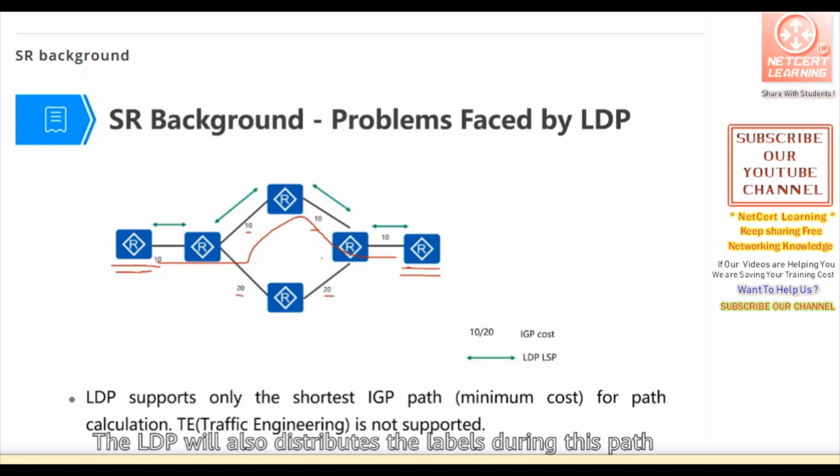So the LDP will also distribute the labels along this path. So it will not use this other path at all. In this way, we will waste the resources of this path. That is the disadvantage of LDP. And traffic engineering is not supported by LDP. We cannot control the traffic to go over both of these two links.